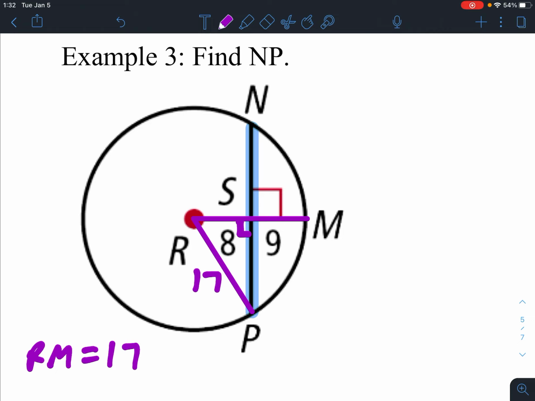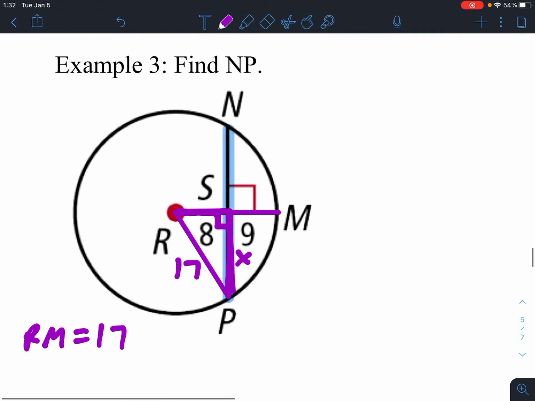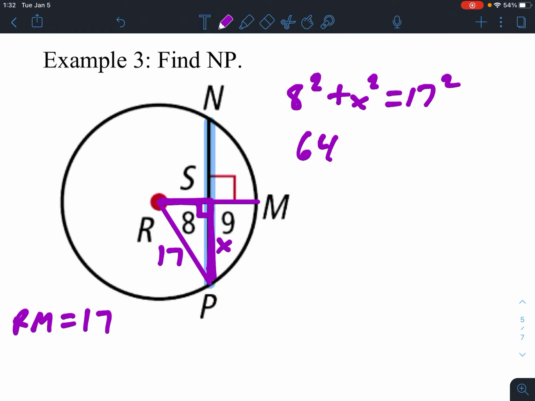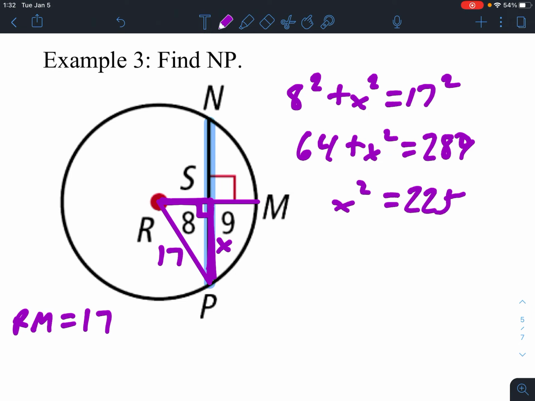Okay? And then we have RS right here is 8. So this is 8. And we don't know SP. So I'm going to put a variable on SP. I'll call it x. And because it's a right triangle, we can do the Pythagorean theorem. So we have 8 squared plus x squared equals 17 squared. And if we do the Pythagorean theorem correctly with our algebra there, we should get x is 15.